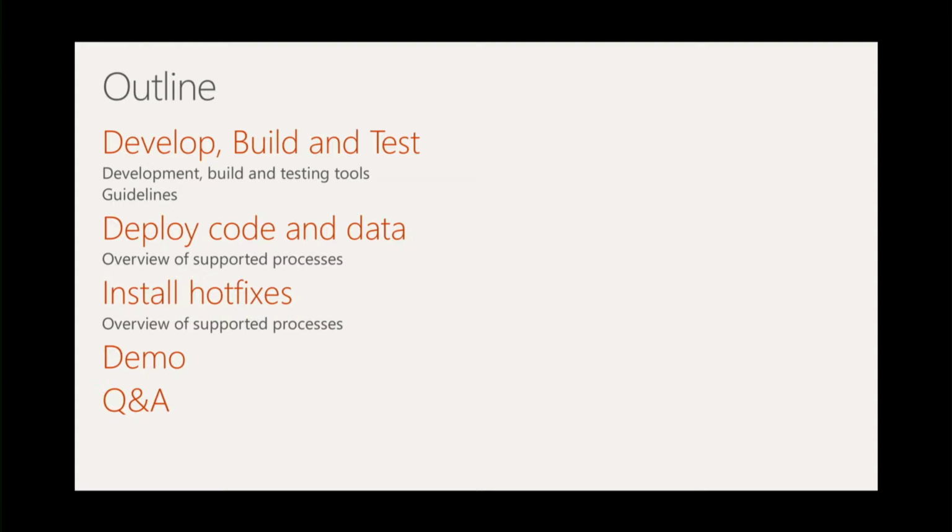So I'll start by describing the tools around how you develop, build, and test your application. I'm going to also have a demo of this at the end. Next thing, I'll go around the supported workflows or supported process flows of how you move your code and data, starting on a dev box all the way to sandbox and production. Then I'll go into installing hotfixes. It's also an overview of the supported processes, what type of hotfixes you can install, and how you go ahead and install them. I'll have a demo, and I think there'll be some time for Q&A at the end.